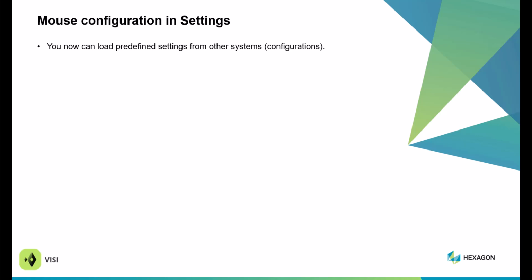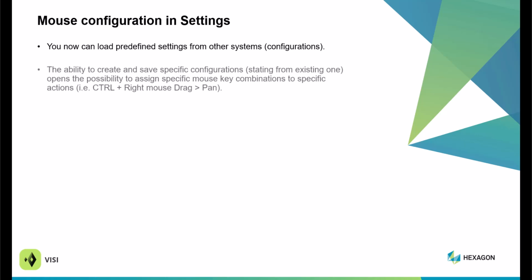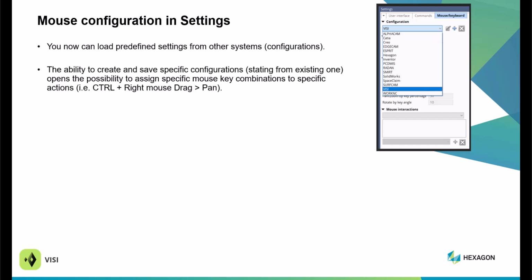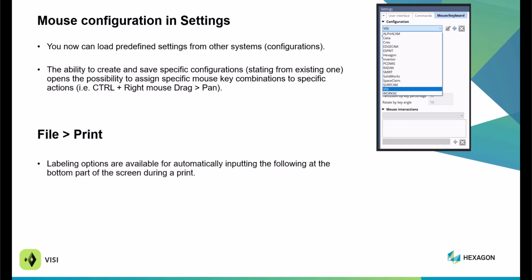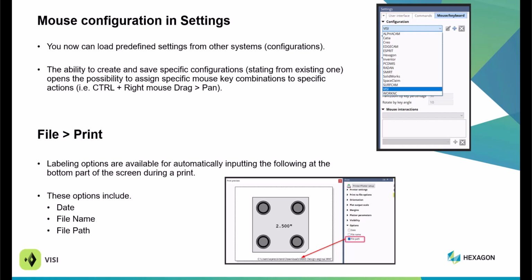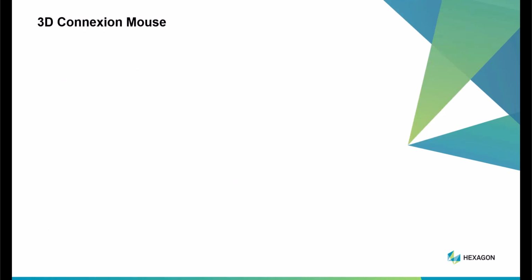Mouse configuration settings. You now can load predefined settings from other systems' configurations. You have the ability to create a save configuration with existing ones. So you have the ability of using the control right mouse, drag, and pan, and setting those by default from other systems. Within file print, labeling options are now available and automatically input in the file print. So the date, file name, and file path will now be available when you're doing your print.